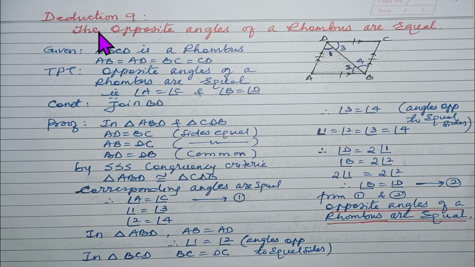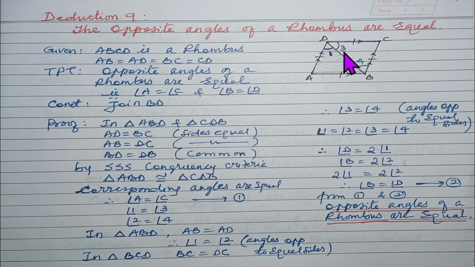Please try to understand the property here. The opposite angles of a rhombus are equal. Now what is given to us? We are given ABCD is a rhombus, and you know that in a rhombus all the four sides are equal. Now we have to prove here that the opposite angles are equal. That means I have to prove that angle A is equal to angle C, and angle D and angle B are equal. Now for that I will join BD. When I join BD, I get two triangles here, triangle ABD and triangle CDB.